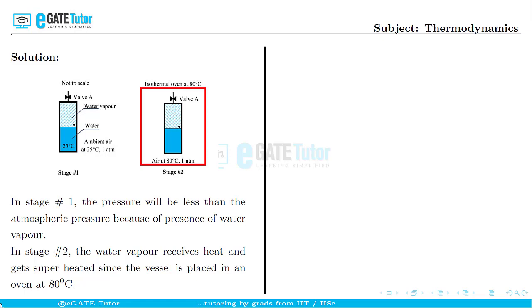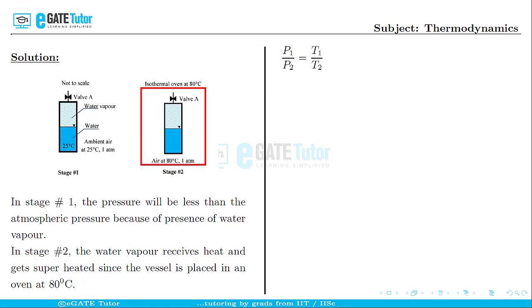Also, we need to remember that in stage 2, the heating of water vapor takes place at constant volume since the oven has a fixed boundary. That indicates that when volume is constant, pressure is directly proportional to temperature. So using that condition, we can write P1 by P2 is equal to T1 by T2.